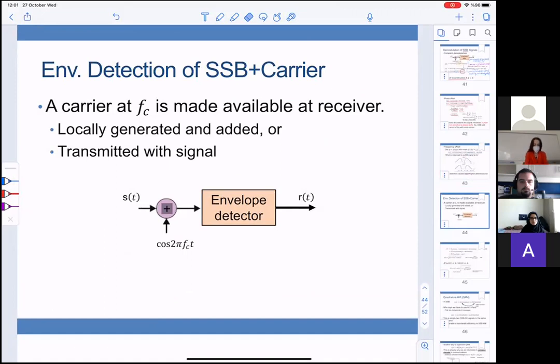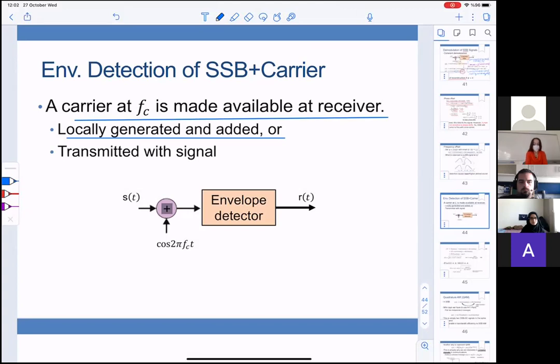Okay, so suppose a carrier at fc is somehow available at the receiver. It can be locally generated and added. Okay, that is possible, but it sort of beats the purpose, right? If we want to use an envelope detector to detect the signal, and if we had a carrier, I mean, we could have just used coherent detection in the first place. So this is sort of like an imaginary case.